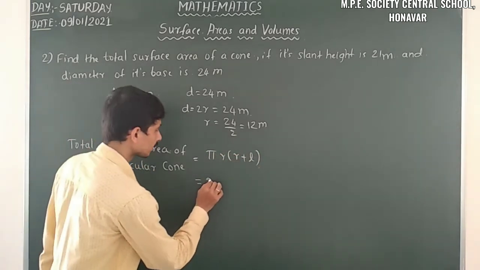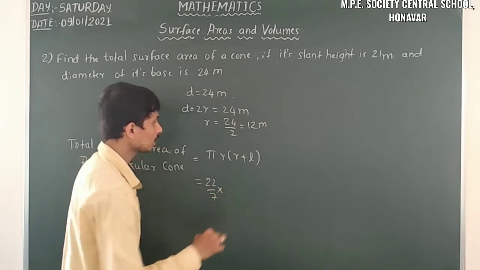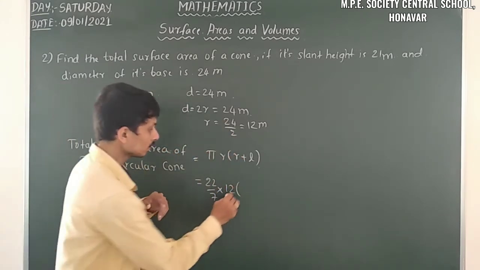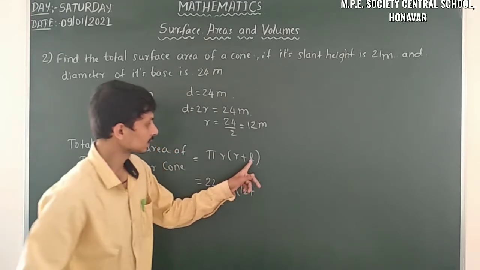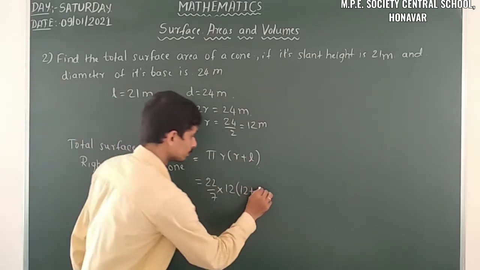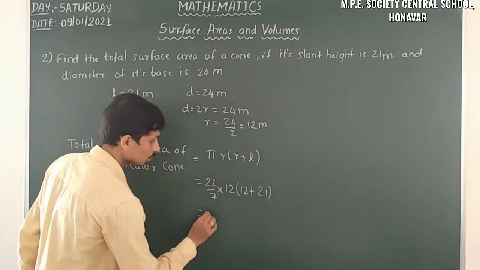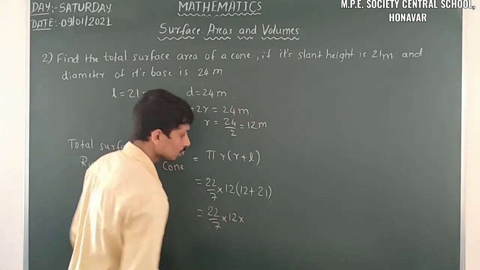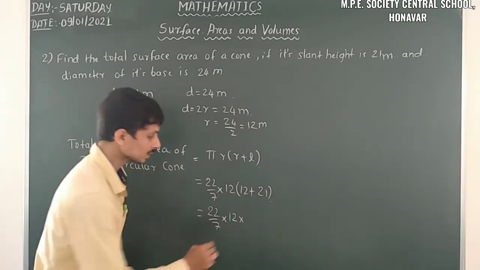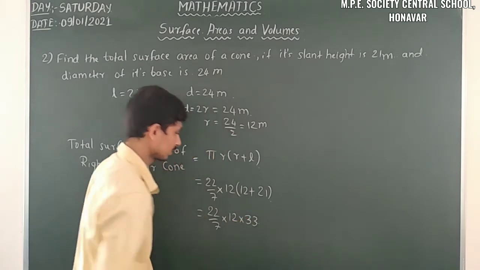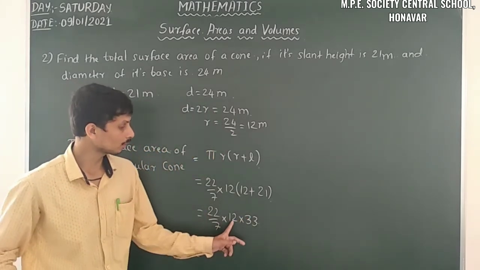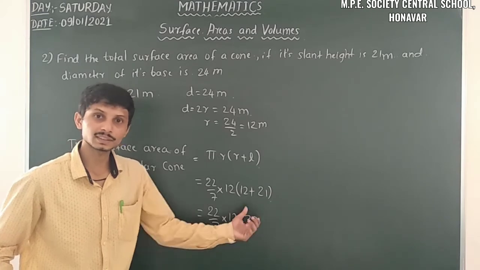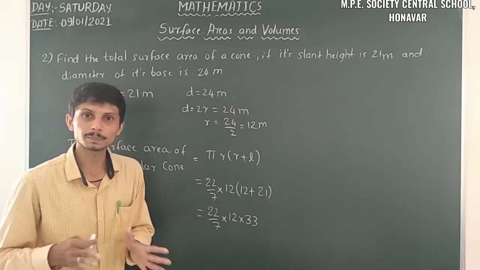It is 22 by 7. The value of R is 12, and here R plus L, where the value of L is 21, is equal to 22 by 7 into 12 into (12 plus 21), which is 33. Just observe, we have 22, 12, and 33. It is difficult to cancel these three things, so that's why we have to simplify that one.